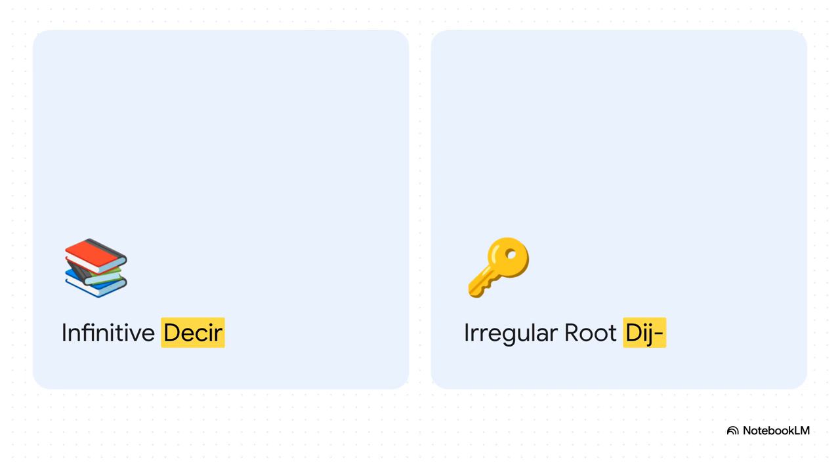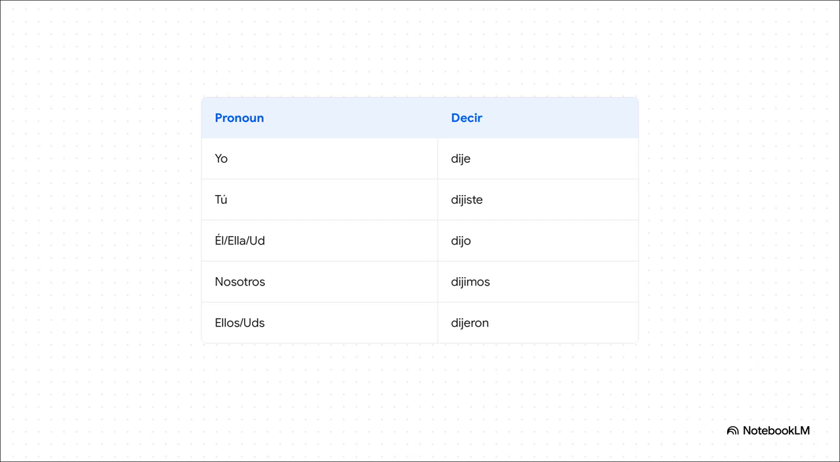our secret endings. And this brilliantly illustrates our whole system at work once again. Look how seamlessly the dij root snaps onto those endings. Dije, dijiste, dijo, dijimos. Now, I want you to pause at the bottom row for ellos and ustedes, dijeron. Notice anything missing there? Our secret ending is usually ieron with an I, but here it's just eron. Why? Well, try saying dij-ieron.